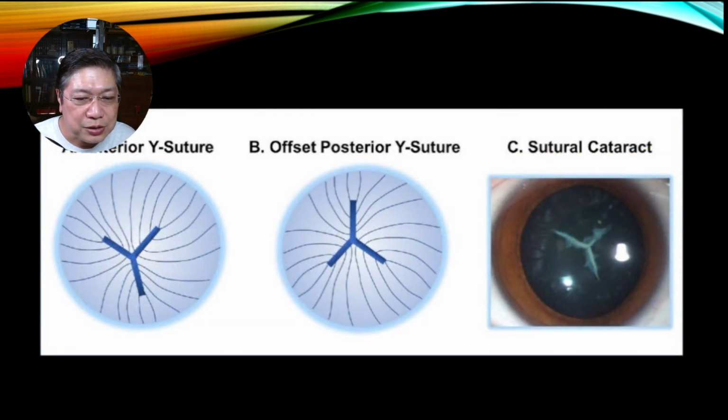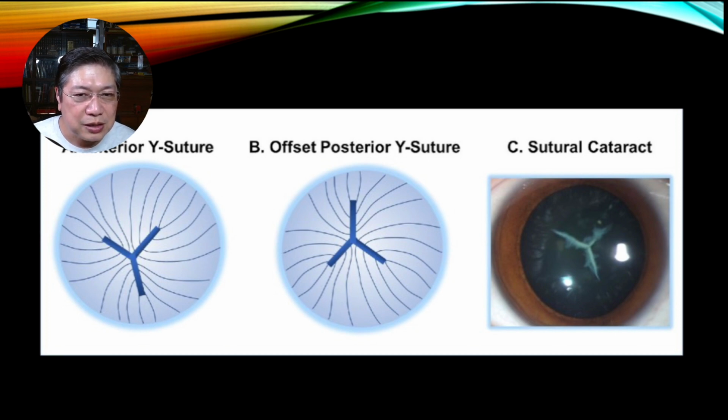This is how it looks. The anterior suture forms like an upright letter Y, and if it's an inverted letter Y, that's the posterior suture. And the picture on the rightmost is a picture of the sutures, but this one is easier to see because it became cataractous, it became white. Normally, it should be transparent. In a lot of your patients, you will be able to see the sutures if you focus your microscope well enough. You can see the transparent sutures.